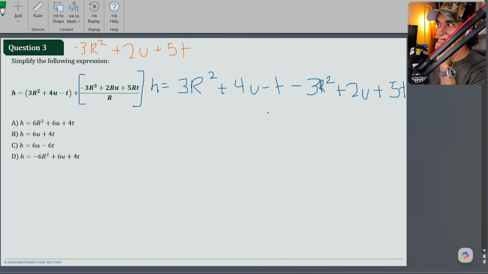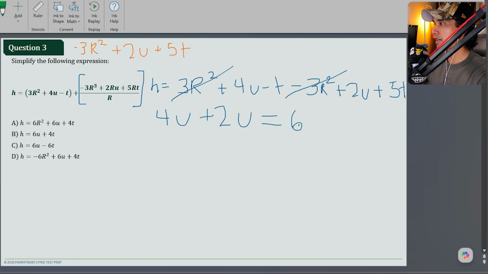Okay? And then just looking at this, okay, and this is kind of ugly. I'm so sorry that my handwriting's so bad on here. Okay, that's an r. 3r squared, what can that be combined with? Well, that can be combined with this negative 3r squared, and they will, in fact, cancel each other out, equaling 0. So I'm just going to cross them out. I'm not even going to write them out. I have 4u, and I have a positive 2u. What does that equal? Well, that equals 6u. And I'll write that out for you. 4u plus 2u equals 6u.